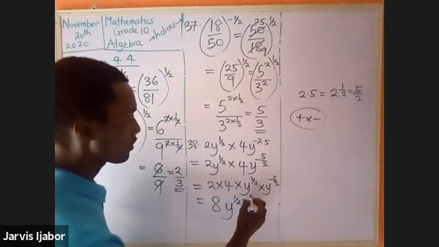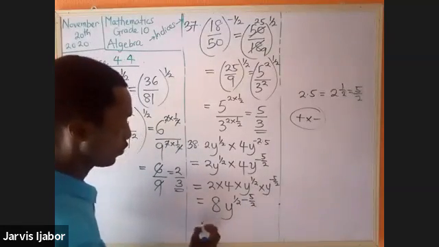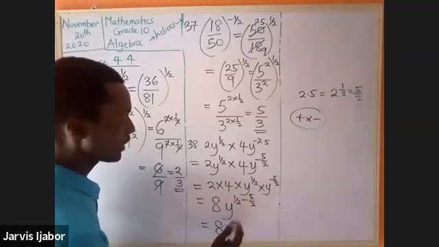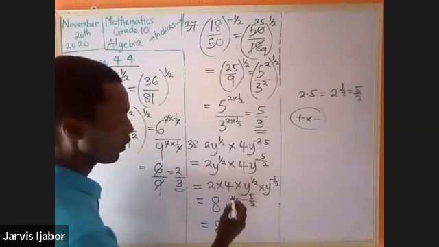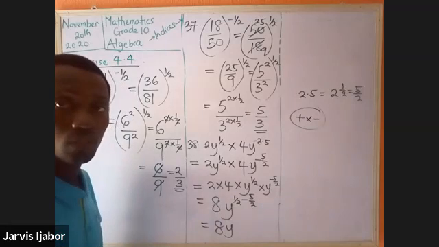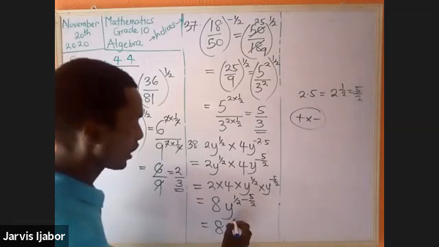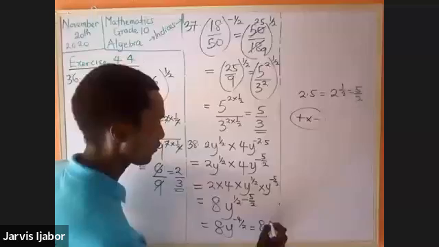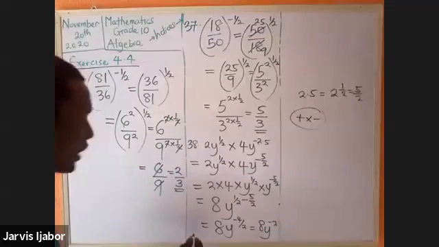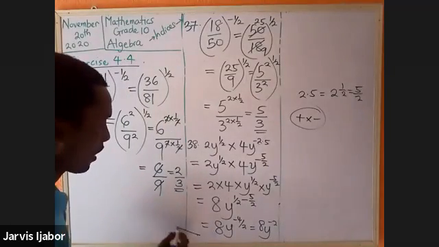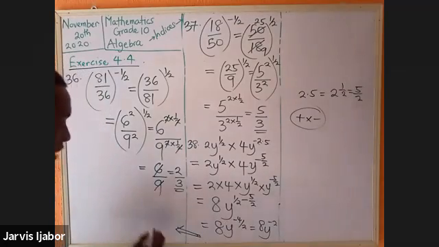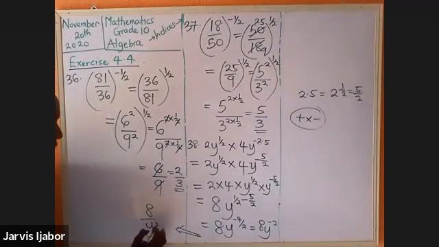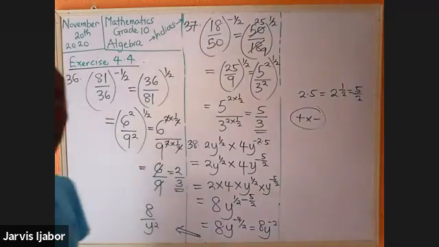And that will give you what? 1 over 2 minus 5 over 2, which will now be 8. Why? The bases are the same. 1 minus 5 is what? Negative 4. So that will be negative 4 over 2. And that will be 8 y raised to the power of negative 2, which you can say is, you can say the answer is what? 8 over y squared. Okay?